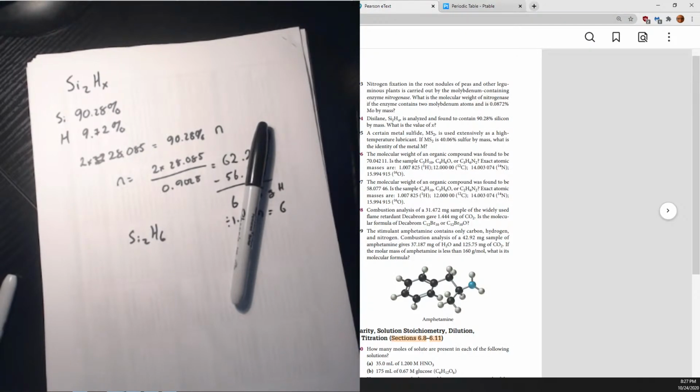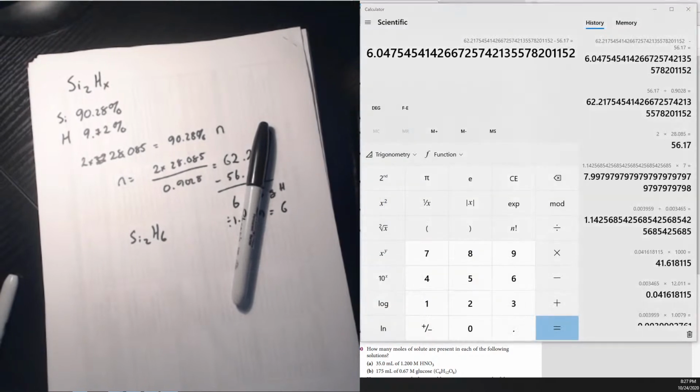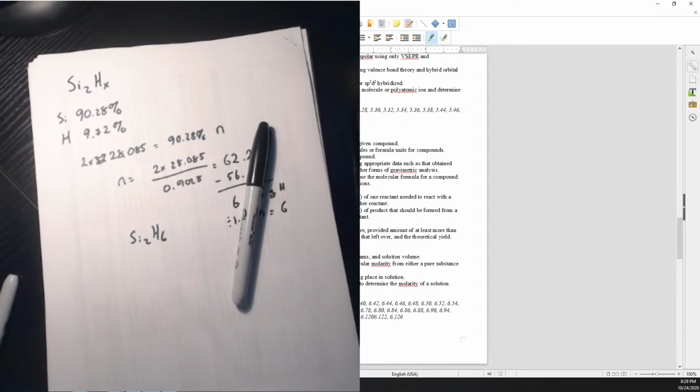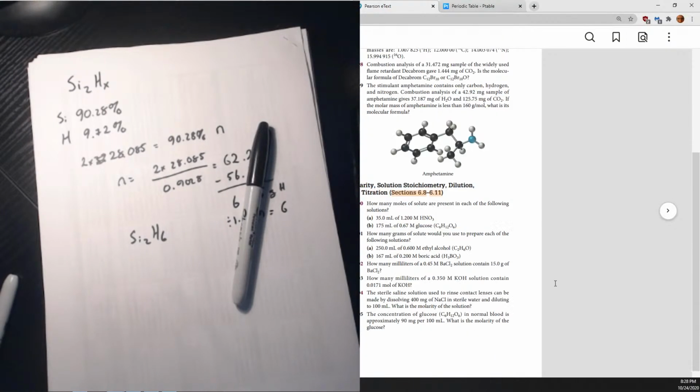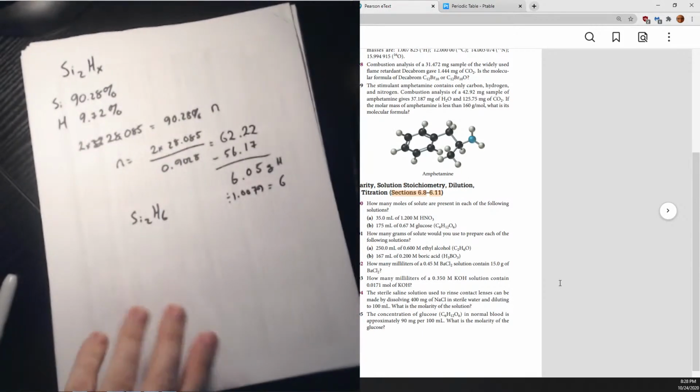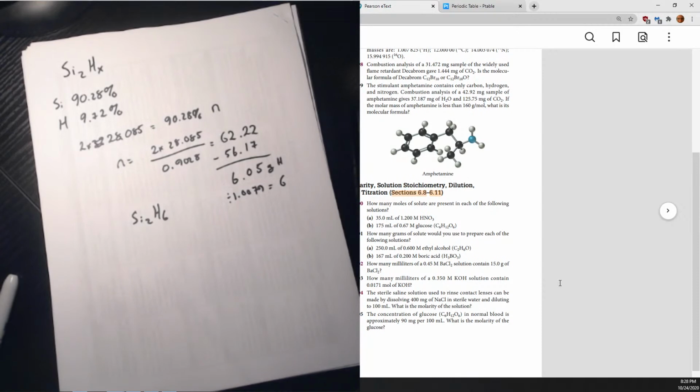Okay, so what comes next? Who is next? 100. How many moles of solute are present in each of the following solutions? We're finally up to solution chemistry. Okay. 35 mL of 1.2 molar nitric acid.